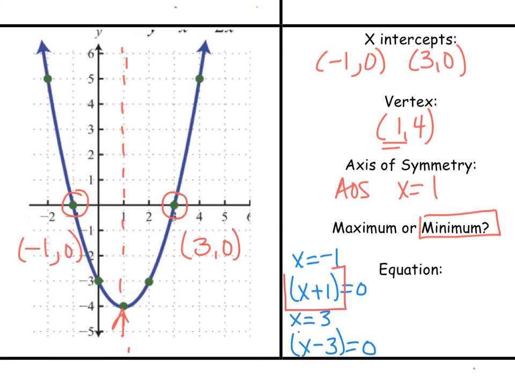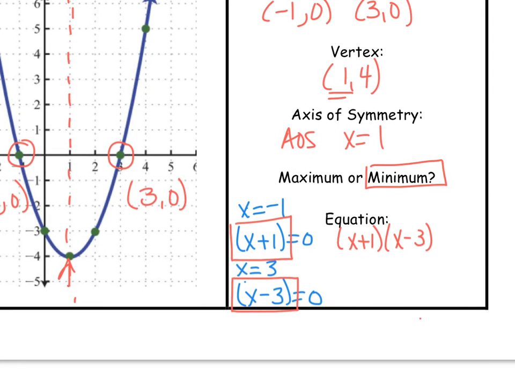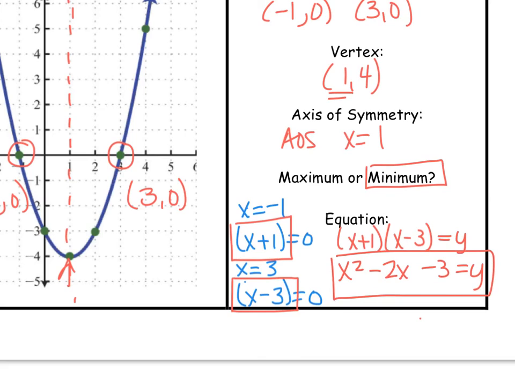So these two binomials will create the x-intercepts. So if we have x plus 1, if we multiply those together, we should get our quadratic. So if we do x plus 1 times x minus 3, that's our y equals. If we multiply this out, we get x squared minus 2x minus 3 equals y. So this equation is the equation that matches this parabola right here.